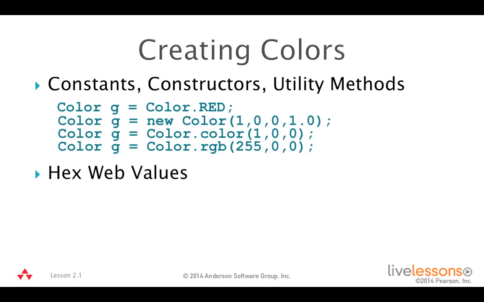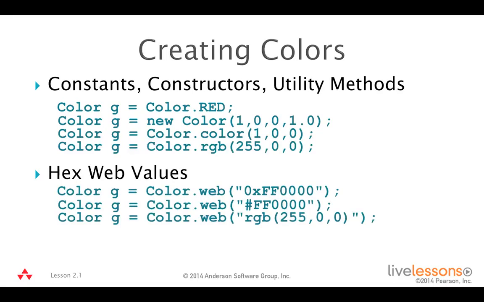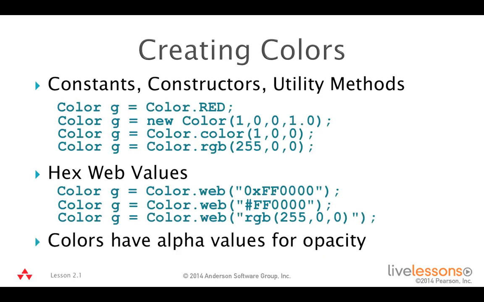You can also specify hex web values to create colors. Here, we show several examples with the color web static method. All examples create red colors using strings with hex or RGB values, and a 2-argument web method sets the opacity for you. So, when you want to create colors in JavaFX, make sure the opacity is set to what you want.